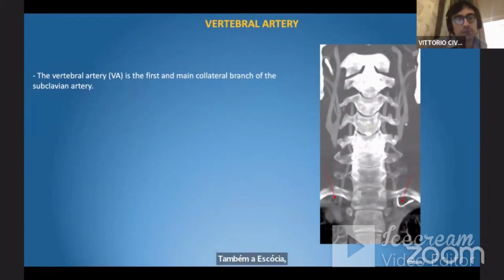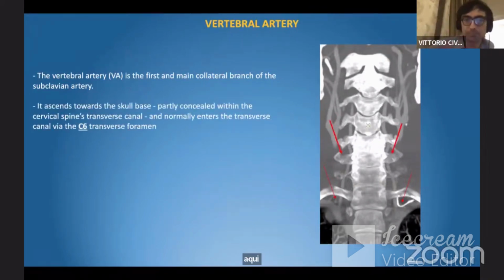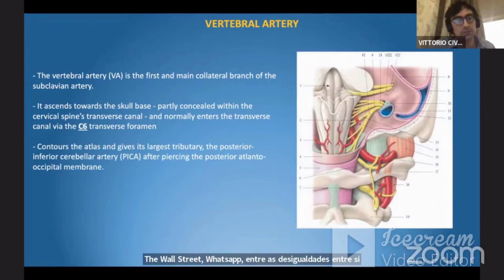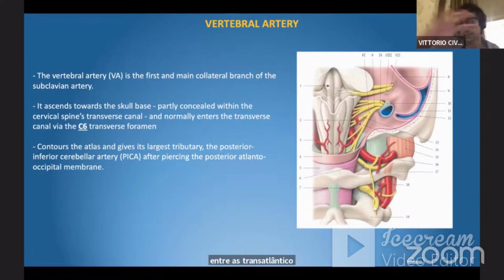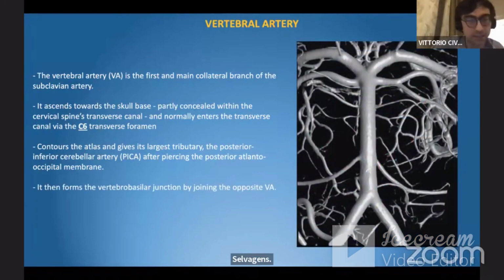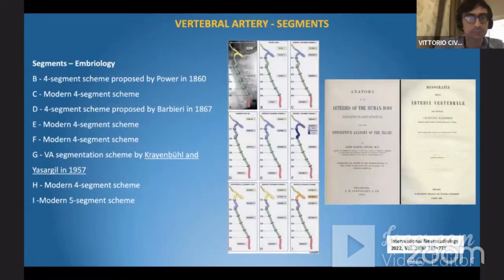As we saw before, the vertebral artery is the first and main collateral branch of the subclavian artery, and normally enters the transverse canal at the C6 transverse foramen. Then it contours the atlas and gives its largest tributary, the posterior inferior cerebellar artery, the PICA, after piercing the occipital membrane. Then it joins the other vertebral artery at the vertebrobasilar junction to form the basilar artery.